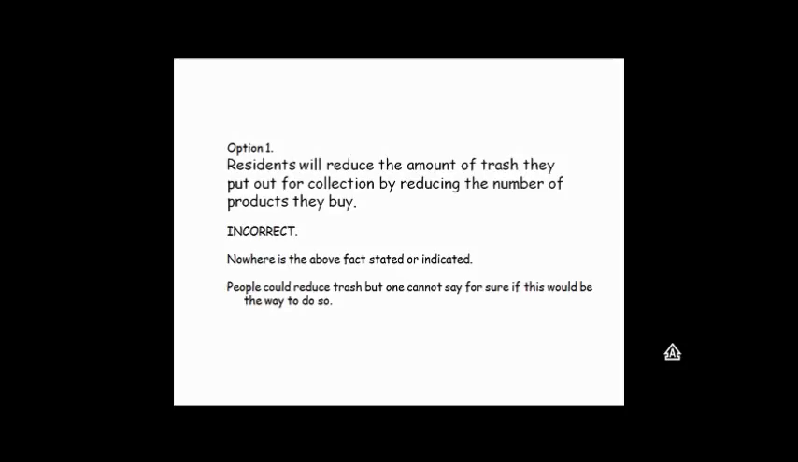First is that residents will reduce the amount of trash they put out for collection by reducing the number of products they buy. Now, the fact that residents will reduce the trash is definitely possible, but that they will reduce the trash by reducing the products they buy is definitely not stated over there. We cannot say this, because this is out of scope of the argument. How they reduce the trash generation is not within the scope of the argument.